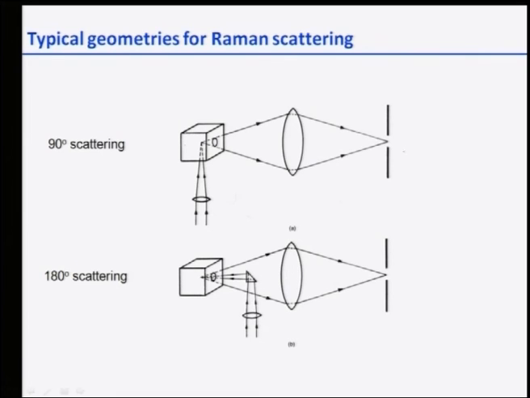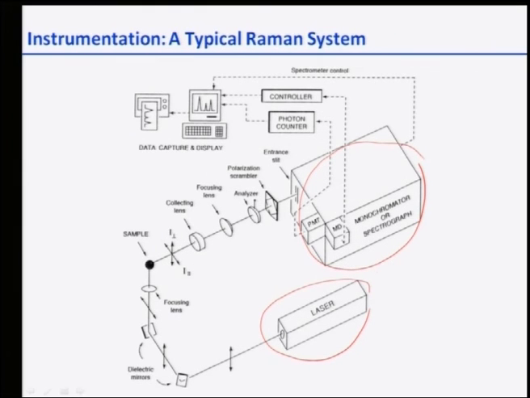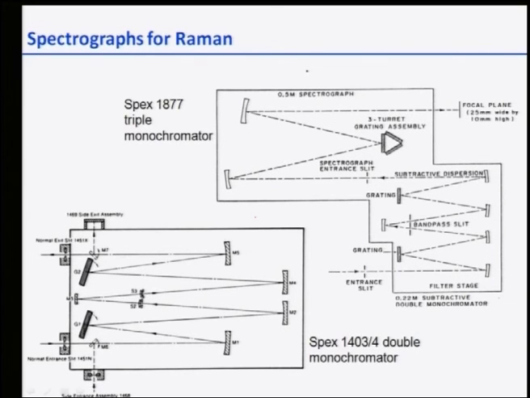the scattering falls on a lens, and again this is focused and then it is collected. This is what is shown here: collecting lens, focusing lens, analyzer, and then it enters the monochromator. Spectrographs can be for Raman; actually this is the A1877 triple monochromator. The whole thing is basically a monochromator. This is the SPEX 1403 double monochromator.